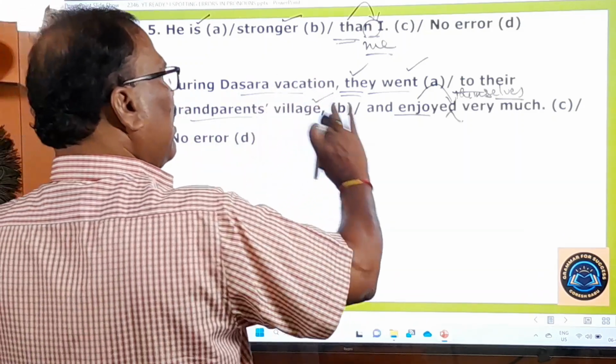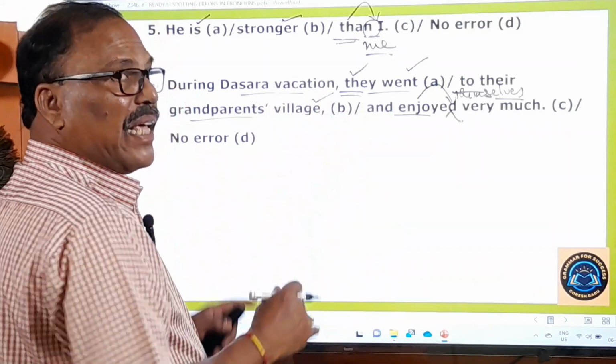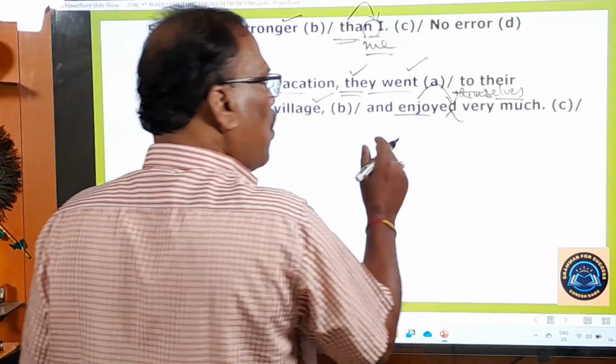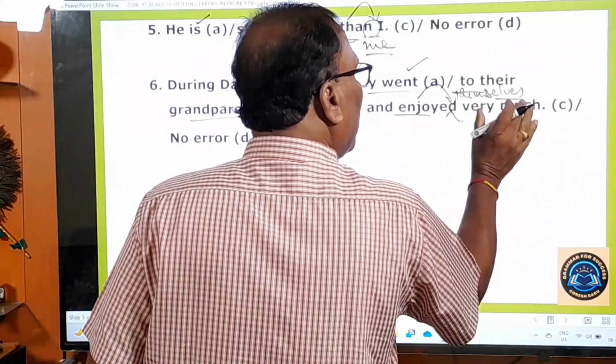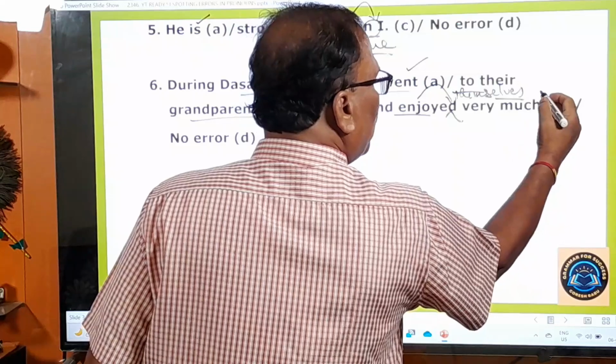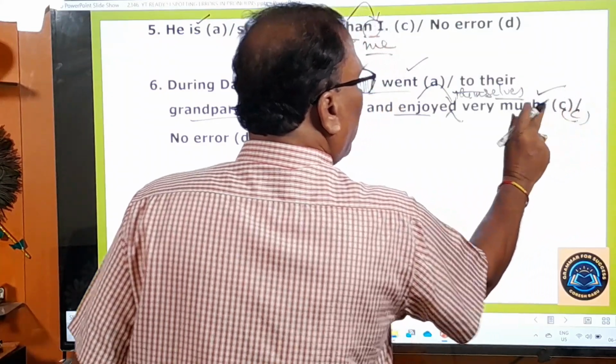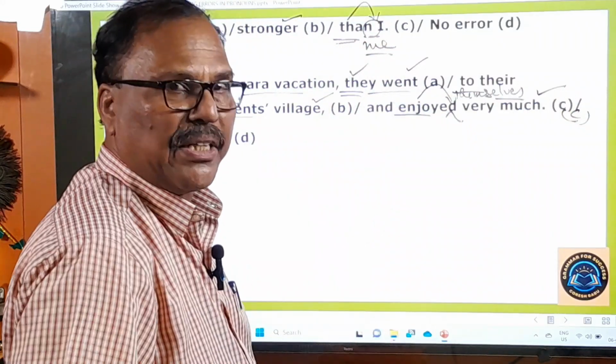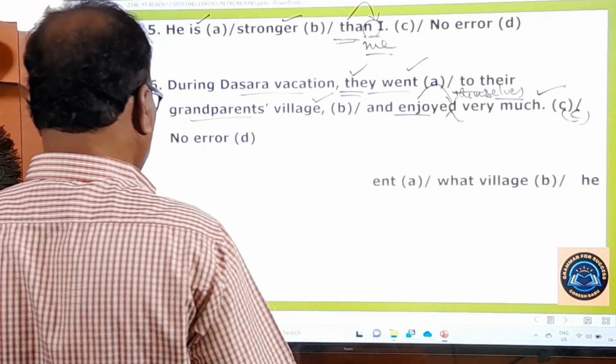So we are learning how to correct it, of course, but in the examination, you have to simply show the part that contains an error. So the C part is your answer, because in that part there is a grammatical mistake, right? You go to the next sentence.